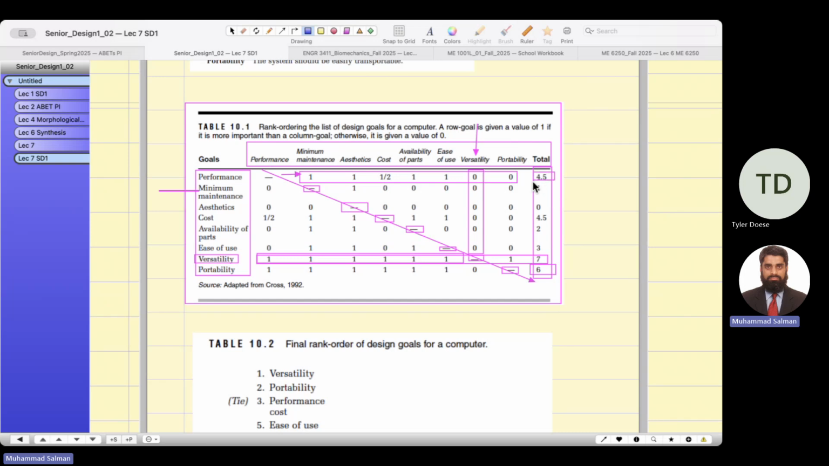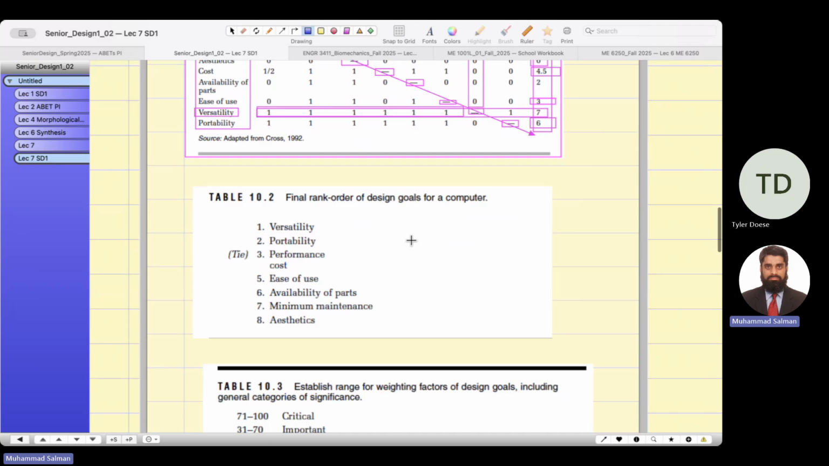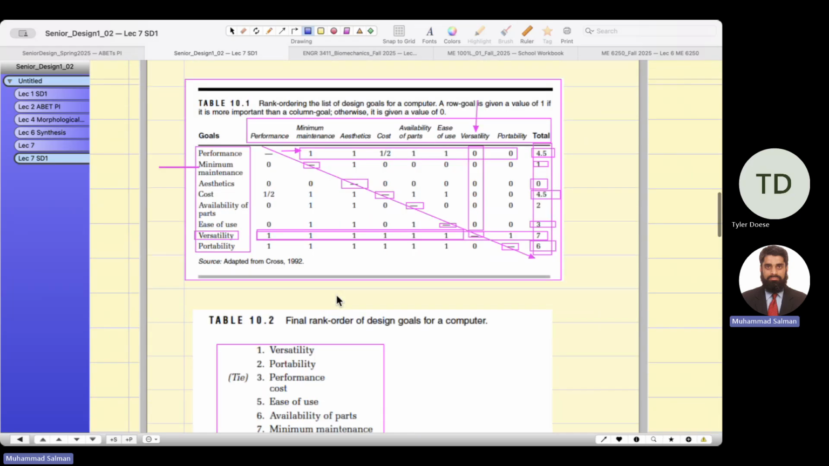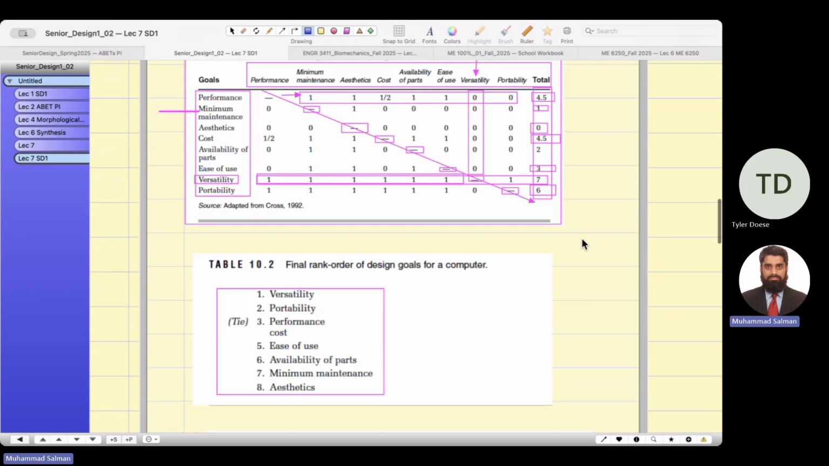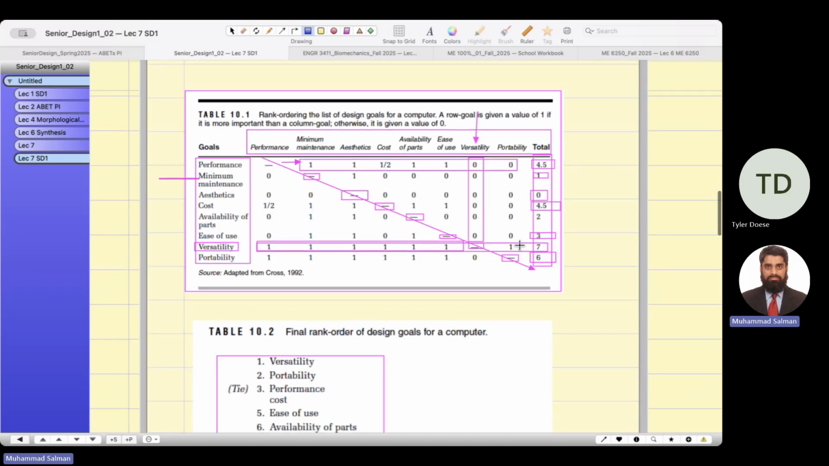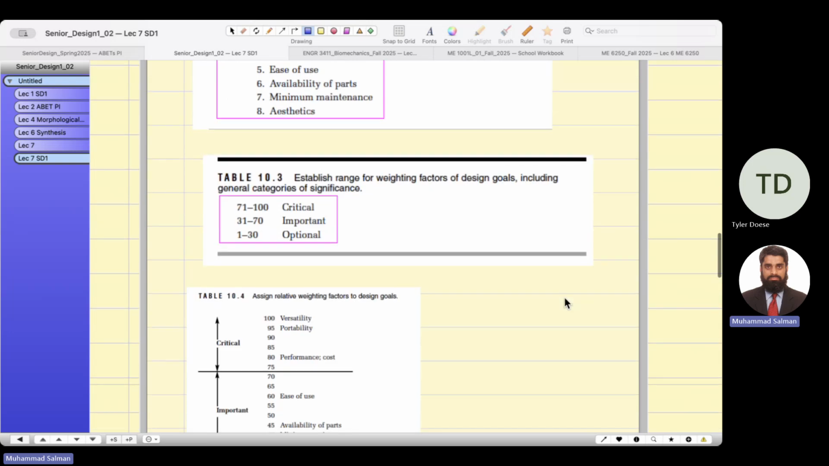The third goal is 4.5. The fourth goals are a tie, and the fifth goal is 3, so 1. But you see, they are very, very close. So you have to rank them in the order of their points, and then you have to give these points a further range, not from 1 to 7. Let's spread these from 1 to 7 to 1 to 100.